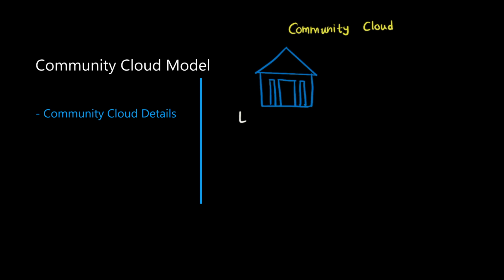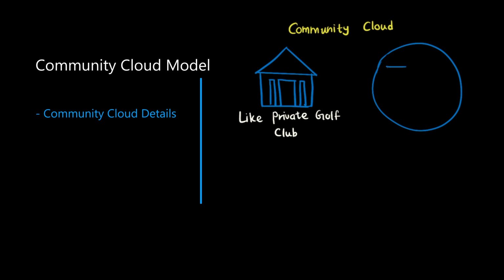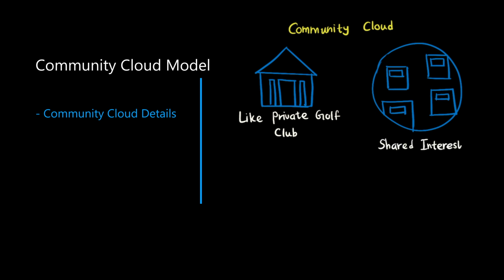Community clouds serve a specific community of organizations that have shared concerns, such as regulatory requirements, security considerations, or mission objectives. The infrastructure is shared by several organizations, but remains isolated from the general public cloud. Imagine a community cloud like a private golf club. It's shared by members who meet specific criteria and have common interests, but it's not open to the general public.